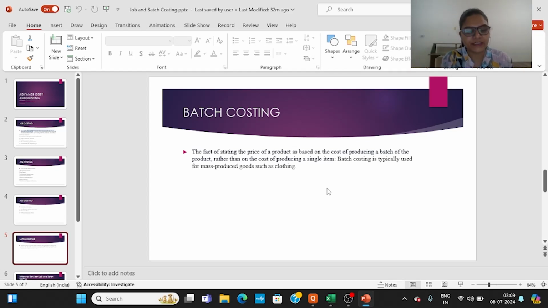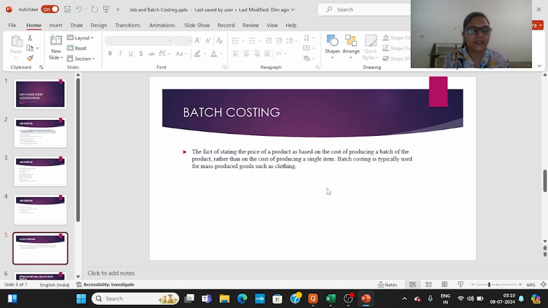Each batch is given a specific number or code, and the costs are accumulated on that basis. Each batch is treated as a unit of cost and is separately costed. The cost per unit is obtained by dividing the cost of the batch by the number of units produced in that batch. This is a very important aspect which must be noted: cost per unit is obtained by dividing the cost of the batch by the number of units produced in that batch.